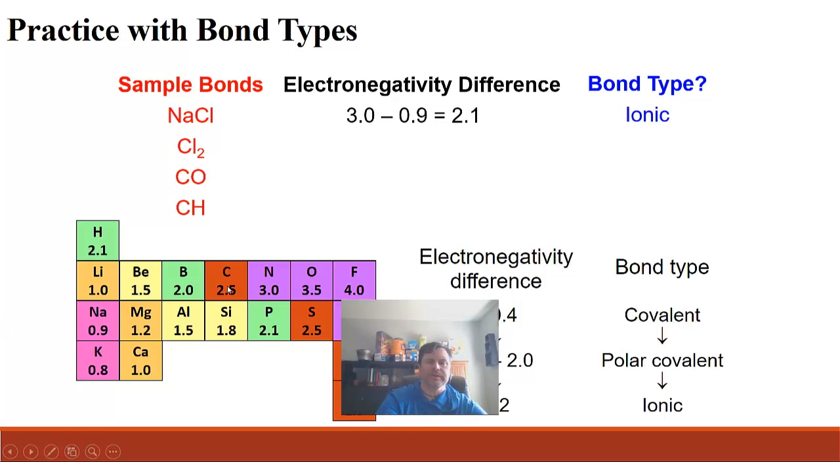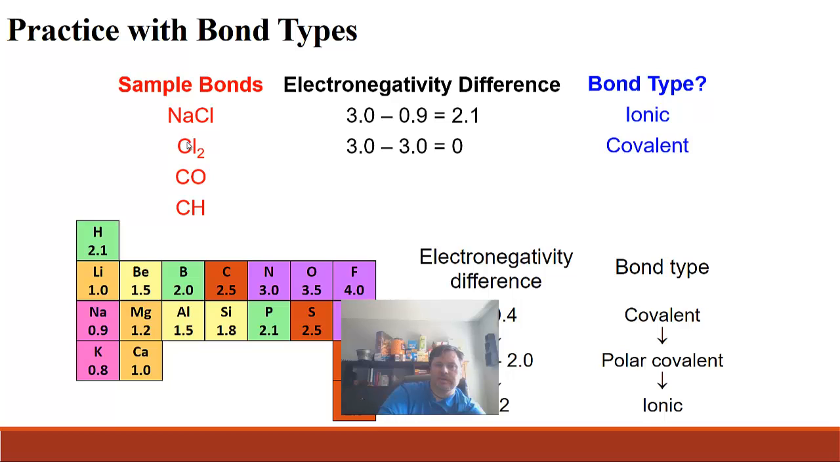How about chlorine, Cl2? I don't even need to look at the value, right? Two of the same elements are going to have the same electronegativity, so we're going to have a zero difference. And so that's going to be covalent. It's going to be nonpolar covalent. Try these last two on your own. Pause it really quick.